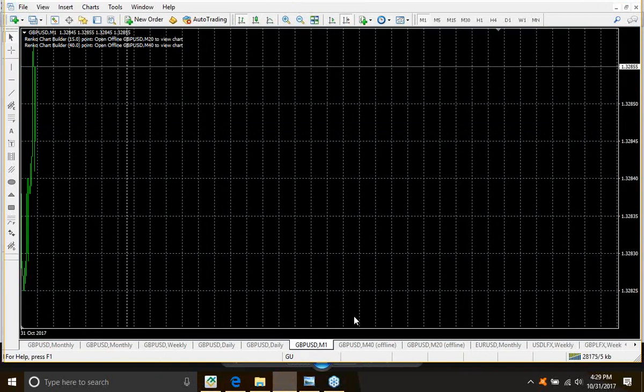M40 chart for what? For yen, means you're talking about all yen pairs or yen index?